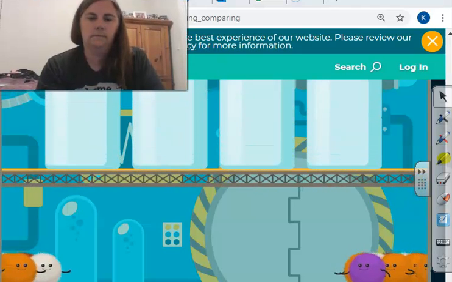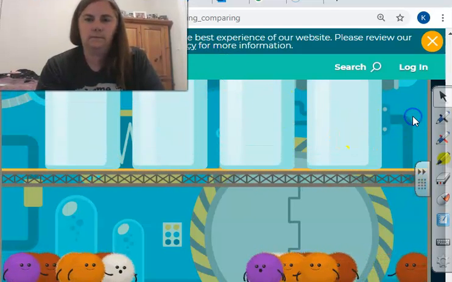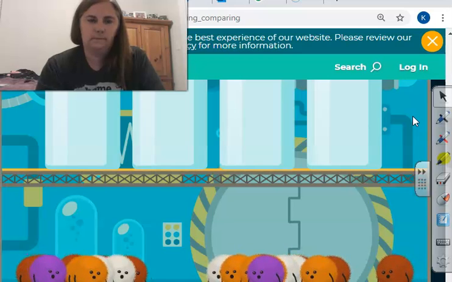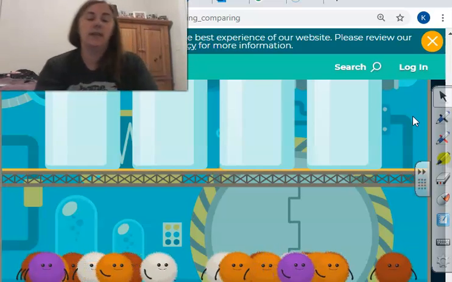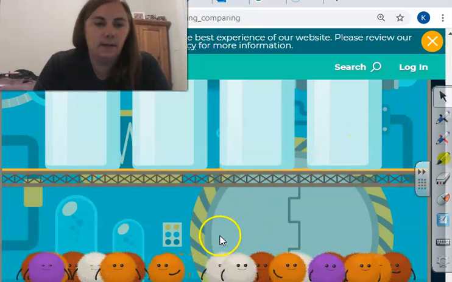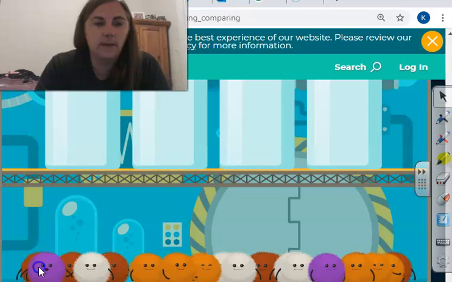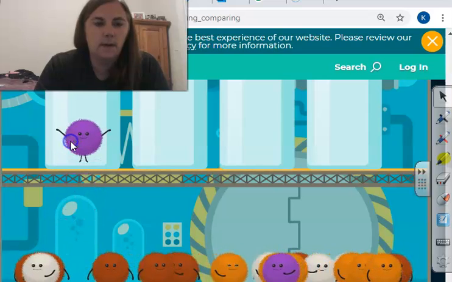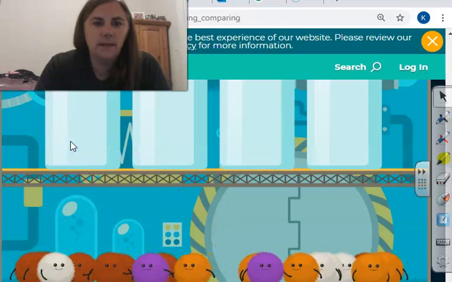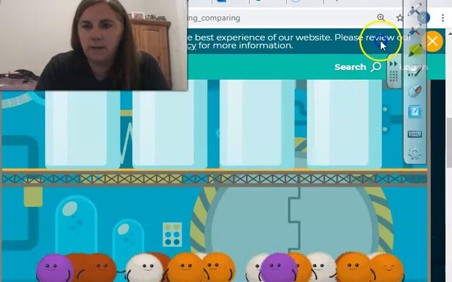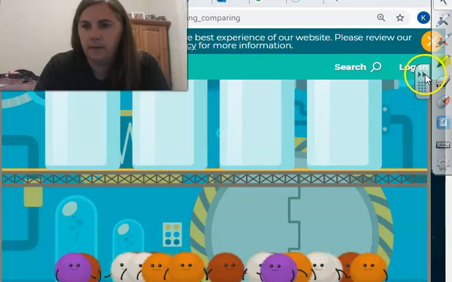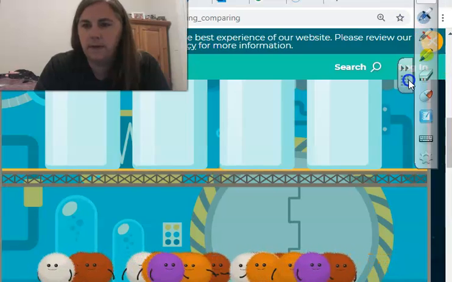Sort the Fuzzbugs by color. So we're making sets because we're sorting our friends down here. So let's see if we can help them out. Kind of purple. Oh, he says he doesn't go there. Where do you go, little guy? All right, hold on. Let me move this. Actually, let's move this all the way over here.